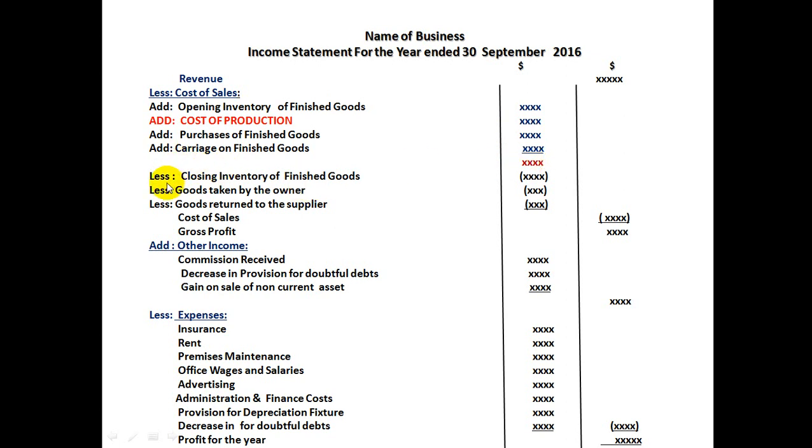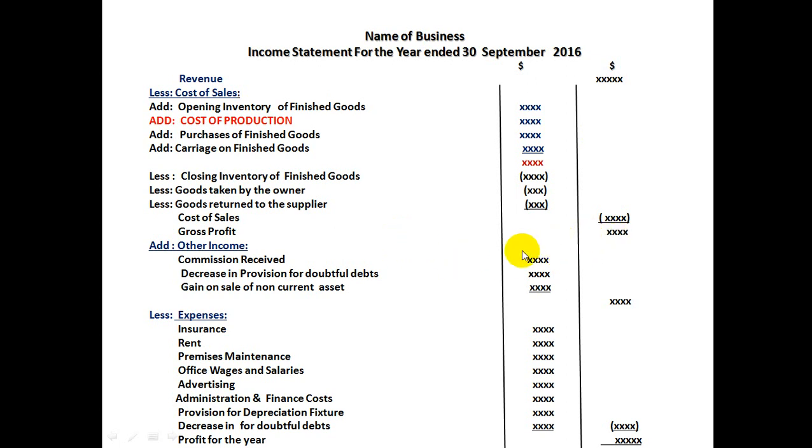From this answer, we will be subtracting closing inventory of finished goods, if there are any goods taken by the owner, and if there are any goods returned to the supplier. These three will be subtracted from this answer, and our final amount is known as cost of sales, which will be written just below the net sales or the net revenue. After subtracting cost of sales from this revenue, our answer will be known as gross profit.